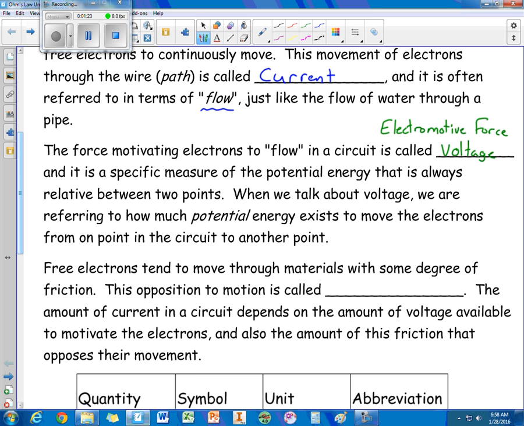So this voltage, or this electromotive force, is a specific measurement of the potential energy that allows relative motion between 2 points. So when we talk about voltage, we're referring to how much potential energy exists to move the electrons from one point in a circuit to another point.